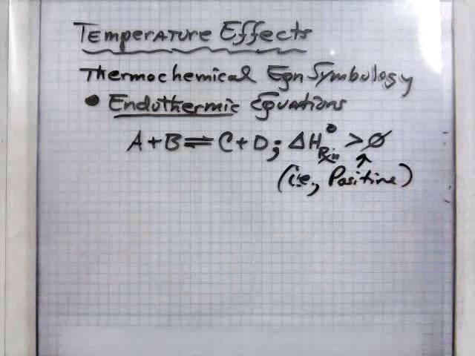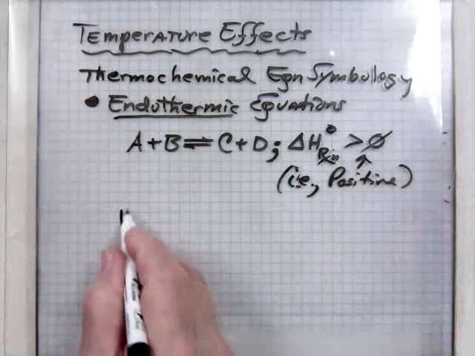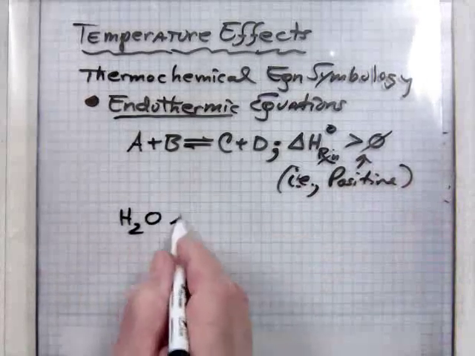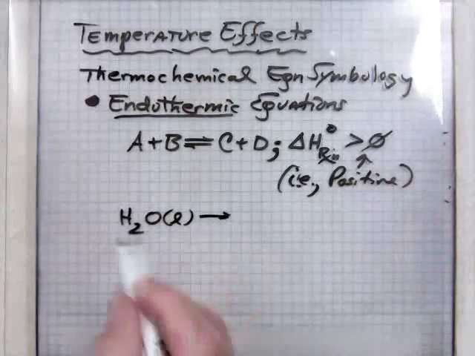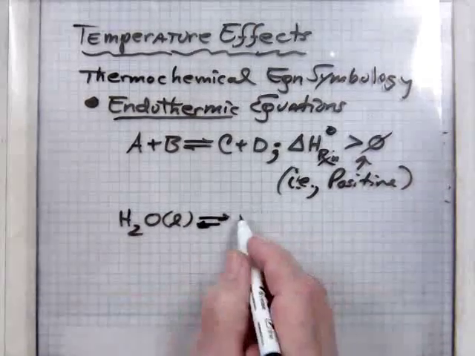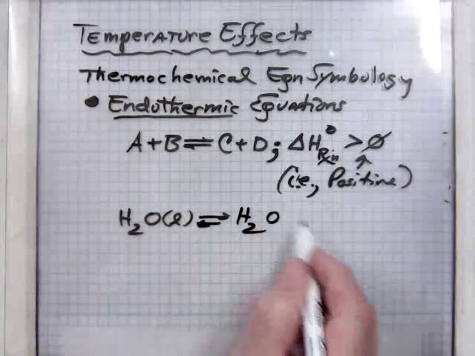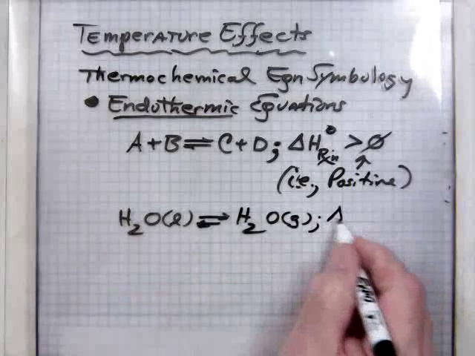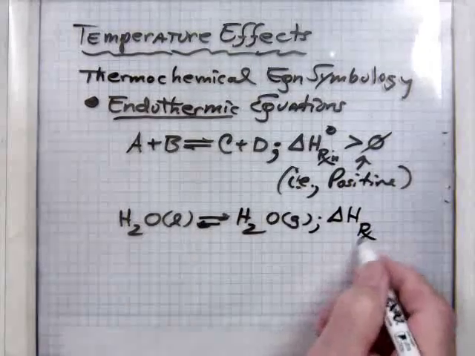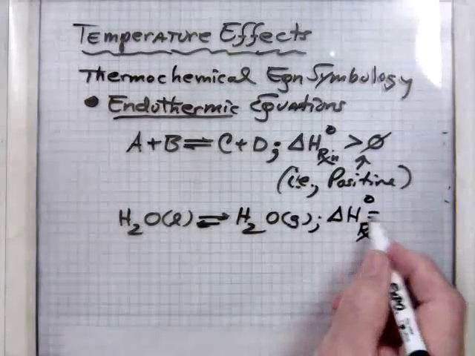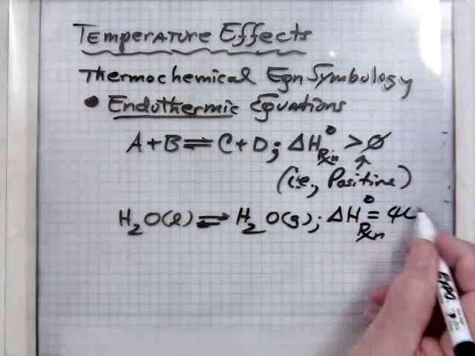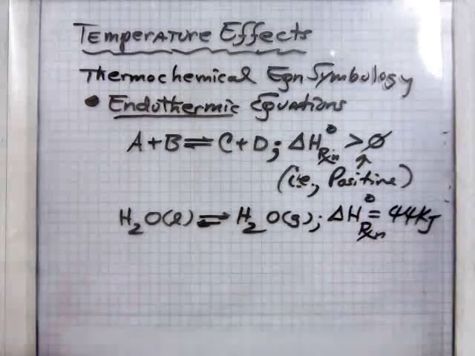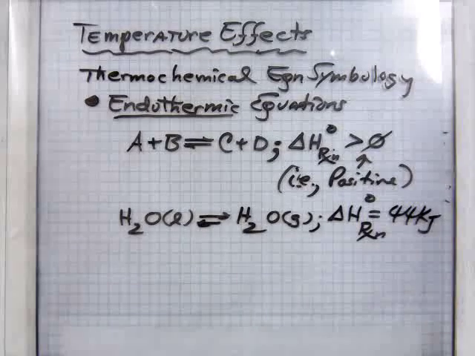Example would be evaporation of water. You have to put energy into the system at equilibrium. Say this is boiling, and delta H of this reaction is equal to 44 kilojoules. So I don't put a sign in there, but it is a positive 44 kilojoules.